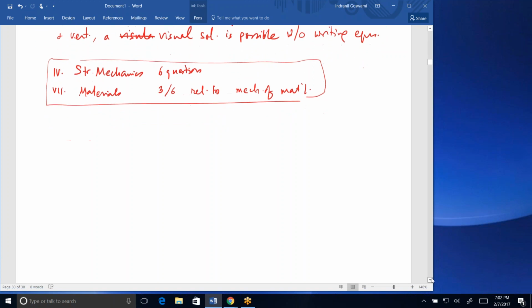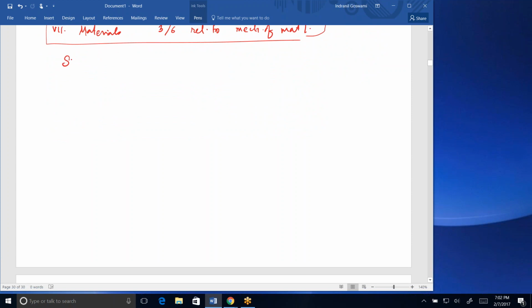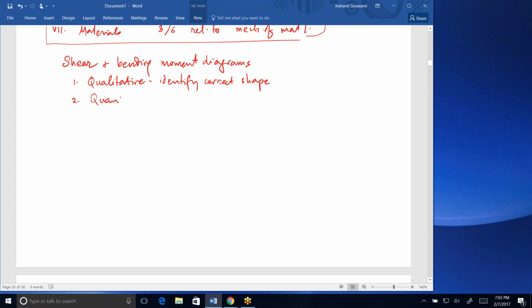All right. Another thing that is high on that list is shear and moment diagrams. There are 2 kinds of questions that they typically ask. One is qualitative, in other words, identify the correct shape of a shear or a moment diagram. And the number 2 is quantitative, where they ask you for a value of shear or bending moment at a specific spot at a certain point, or the maximum shear or bending moment in the beam.